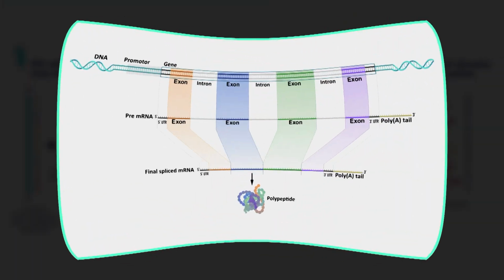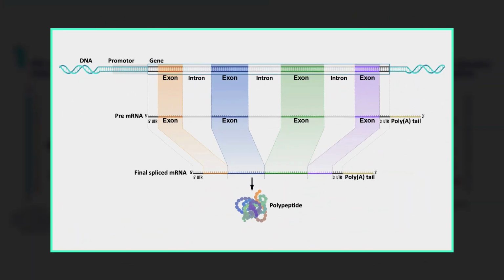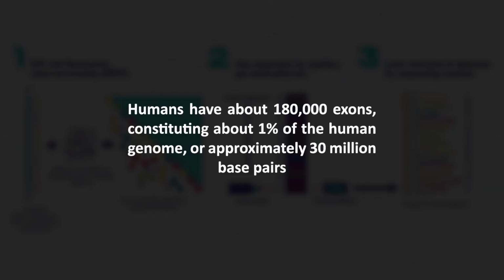It consists of two steps. The first step is to select only a subset of DNA that encodes proteins. These regions are known as exons. Humans have about 180,000 exons, constituting about 1% of the human genome or approximately 30 million base pairs.